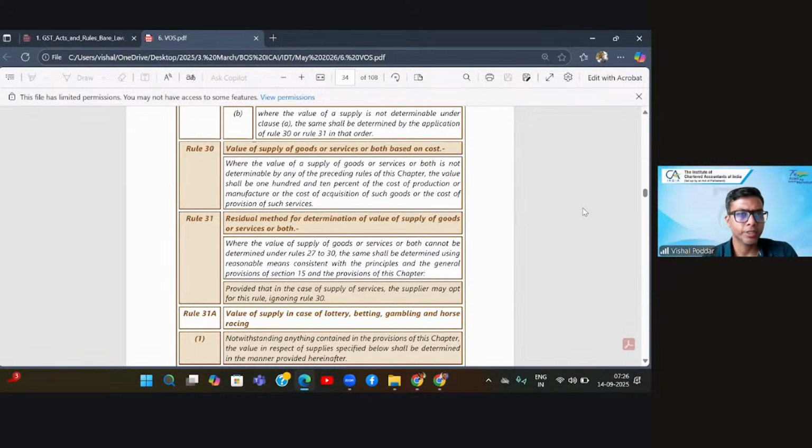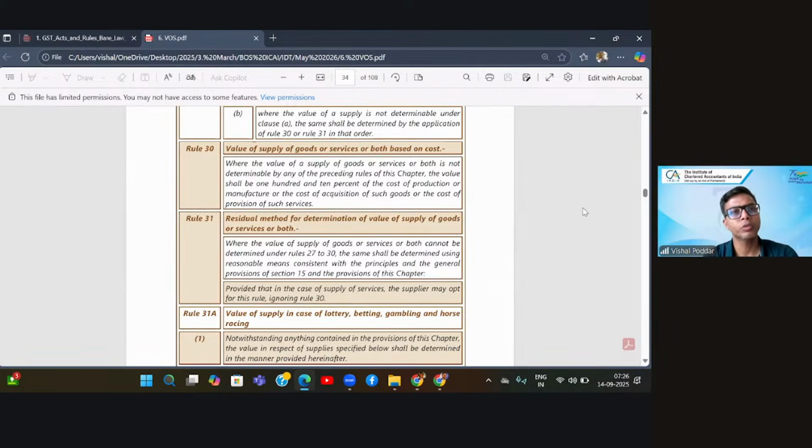Now, understand this. I'll repeat, students. 30 and 31, both are residuary rules. What do I mean by residuary? See, residuary means where the main rule fails, still the law has to provide a mechanism. So it provides something which is the residuary rule. What is residuary? Where the specific provisions or the specific methods cannot be practically applied, are not practically possible, you determine the value as per this.